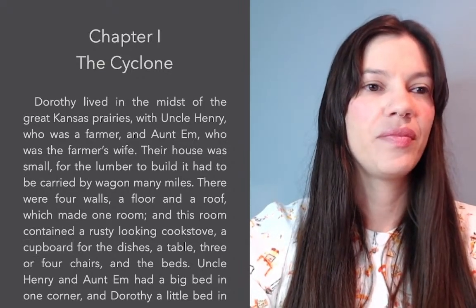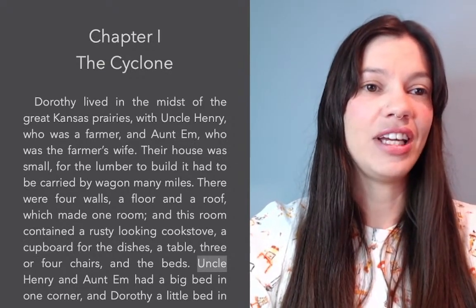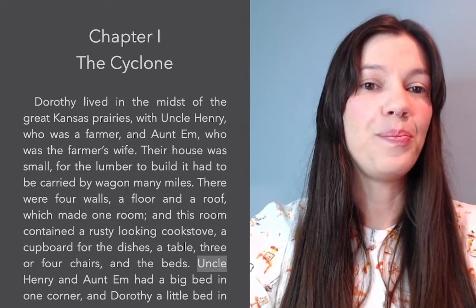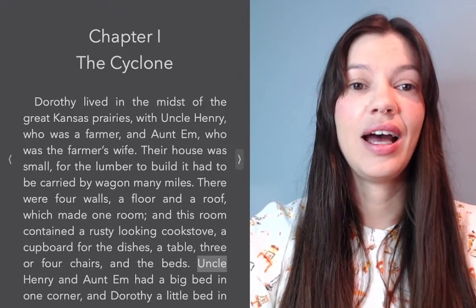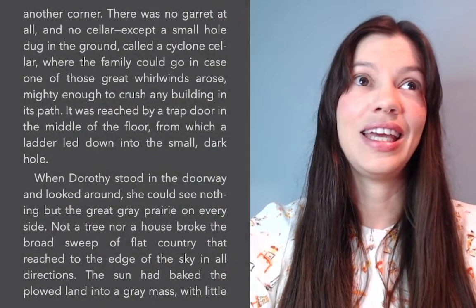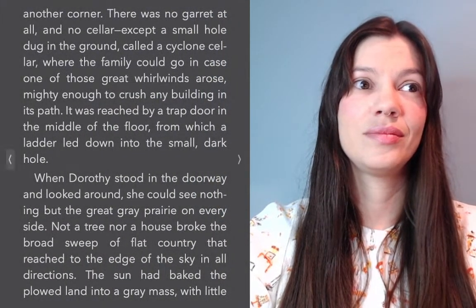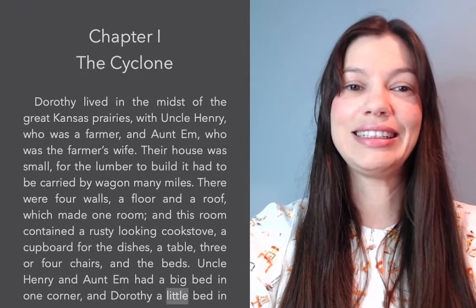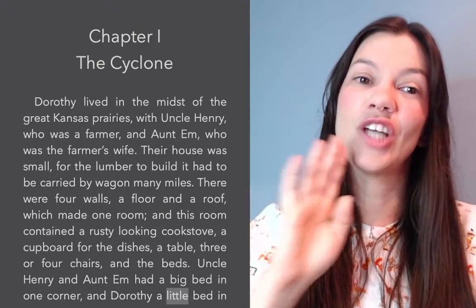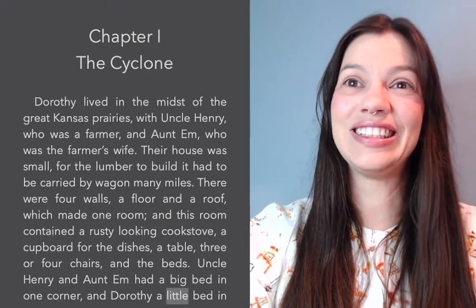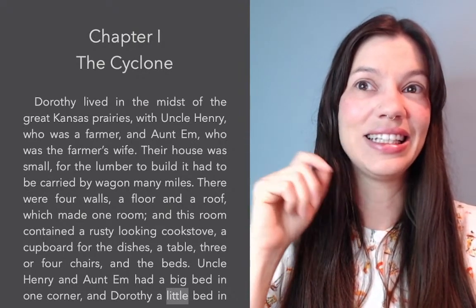So let's start here. Uncle Henry and Aunt Em had a big bed in one corner, and Dorothy a little bed in another corner. Notice the word little. I said little because I'm reading, but talking normally I would say little with a flap T, the little.